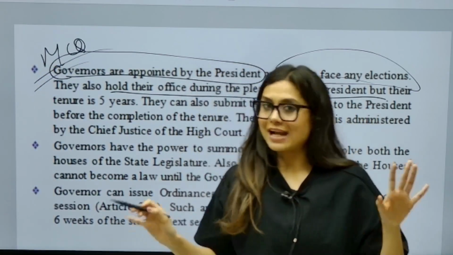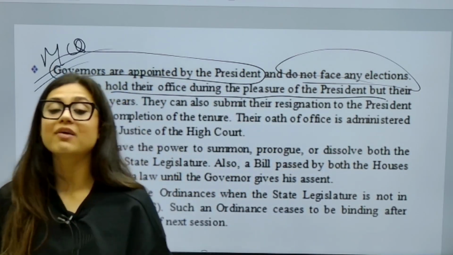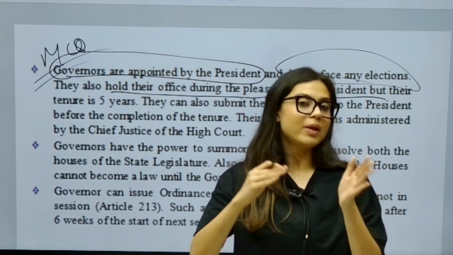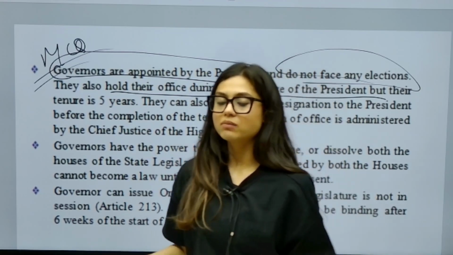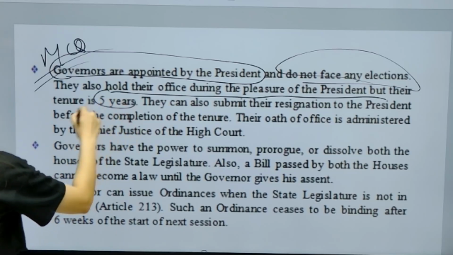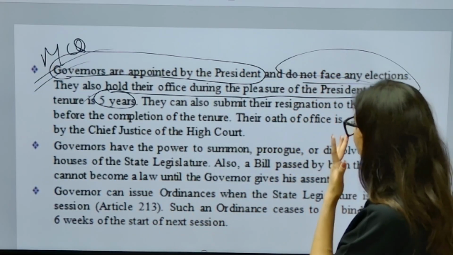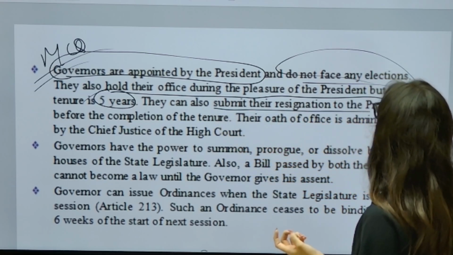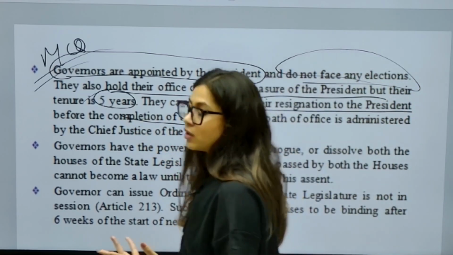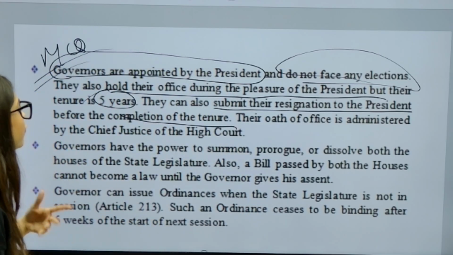If the president is satisfied with their work, they can continue, and if the president has a problem with the governor, they can be removed. But their tenure is for 5 years. If everything goes right, and they have cordial relation with the president, tenure is for 5 years. Then they can also submit their resignation to the president before the completion of the tenure. If I want to resign, I have to sign a resignation and give it to the president.